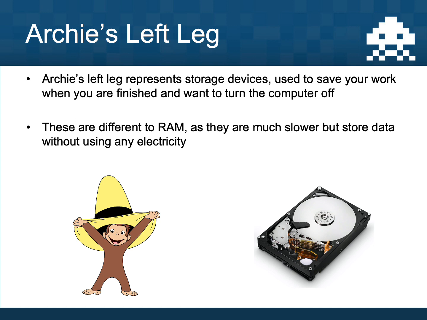Now you might have heard of something called a hard drive. The hard drive is where your work goes when you go File, Save As. It moves from the RAM memory into the hard drive. Now the hard drive is much slower, but it will store the information even when the computer's powered off. It means you can do some work today, open it up again tomorrow, and the work will still be there. So Archie's left leg are our storage devices. Those are our devices that save all of our work and allow us to install an application today and it still be there tomorrow.